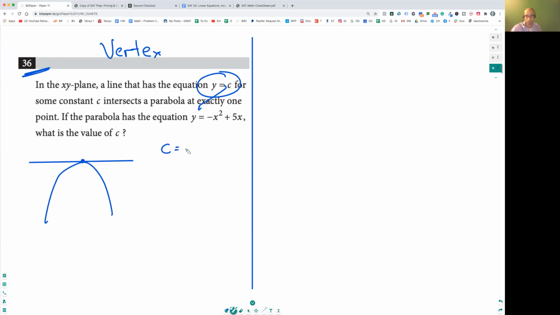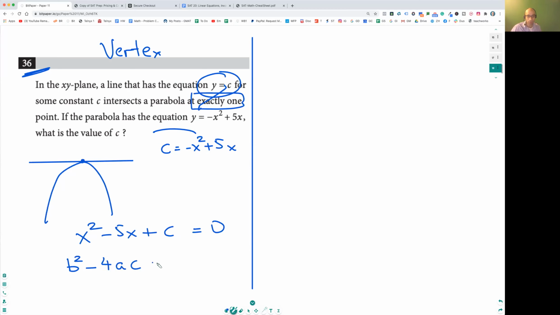So you're going to get c is equal to negative x squared plus 5x plus c. And you're told that this has only one solution. I know this is a slightly harder problem, but I'm going to write it as a quadratic. I'm going to move all of these terms over here: x squared minus 5x plus c is equal to 0. If it has exactly one solution, and we covered this in the quadratics, it means b squared minus 4ac is equal to 0.